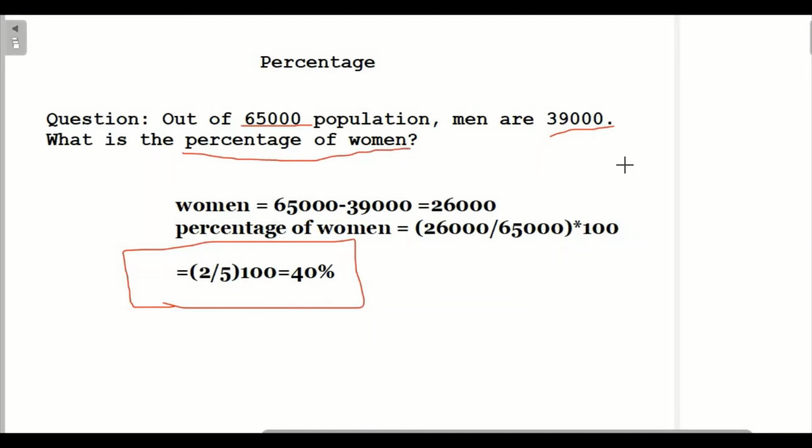For calculating the percentage of women, you have to know the total number of women in the population. So we subtract the total population of men from the total population, and you'll get 26,000. To calculate the percentage, you divide the population of women by the total population and multiply by 100. So you'll get 40 percent. Shall we go for the next sum?